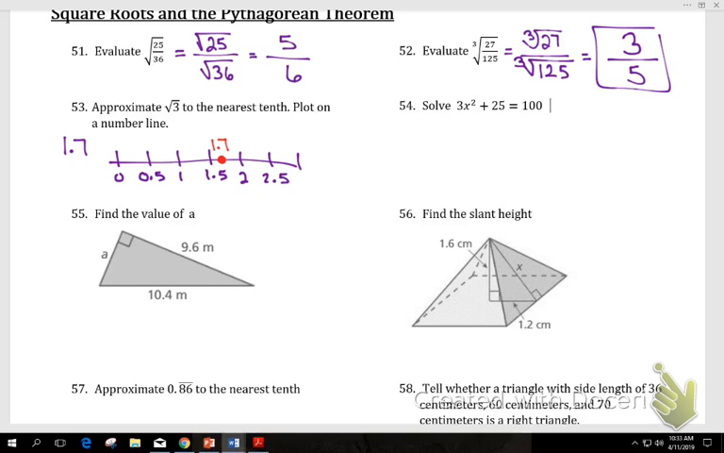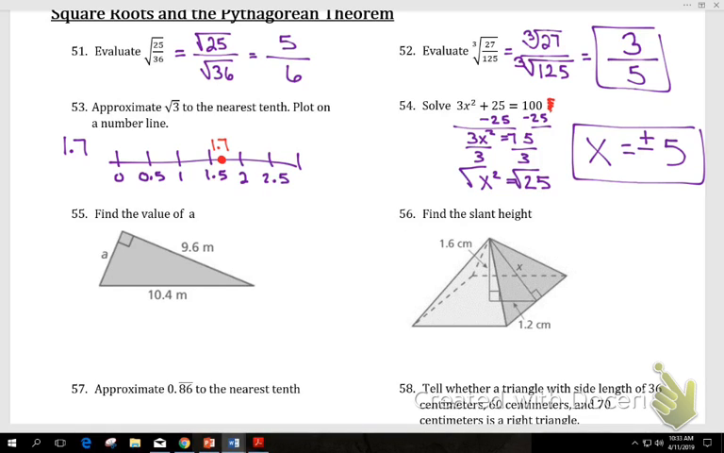All right, now on 54, Anthony, what is step 1 to solve that equation on 54? Yes, subtract 25 from both sides, and 3x squared equals 75. Lily, what do I do next? You divide by 3. And Caitlin, what do I do last? You square root. On 54, did you put positive, negative? When you solve an equation with the square root, not cubed root, your answer can be both, because negative 5 times negative 5 is still 25.